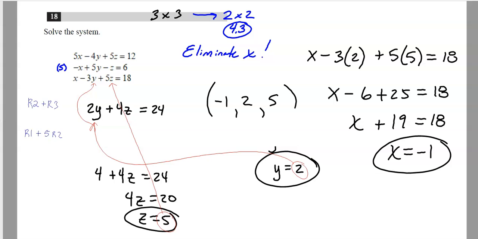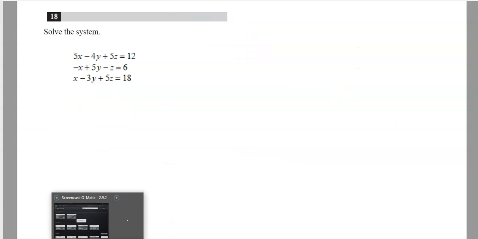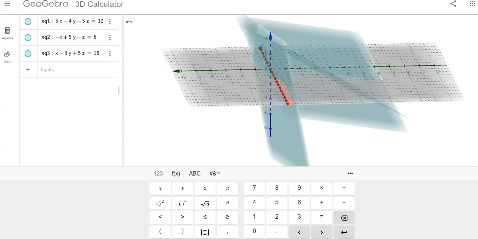Now I did graph this. Hopefully we will see this intersection point on the graph. So I'm going to come over here and go to GeoGebra 3D, and I punch these equations in. I put them all in.